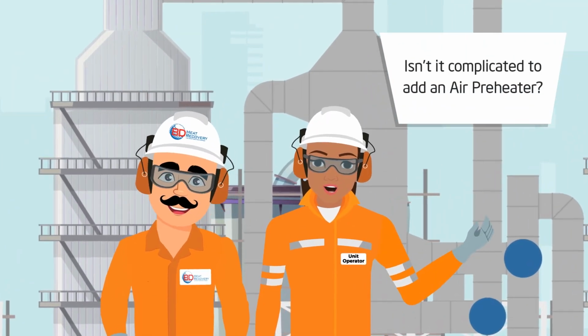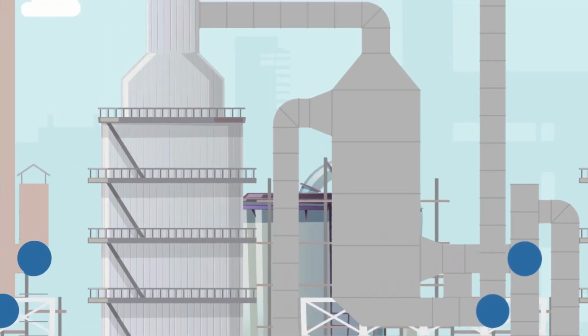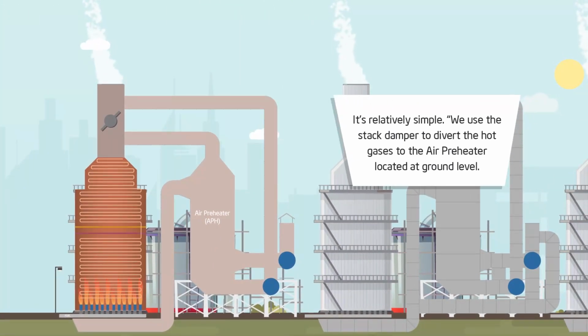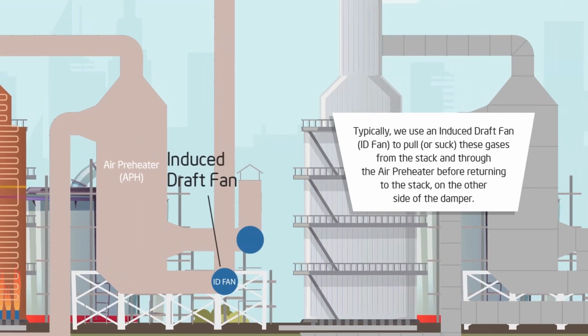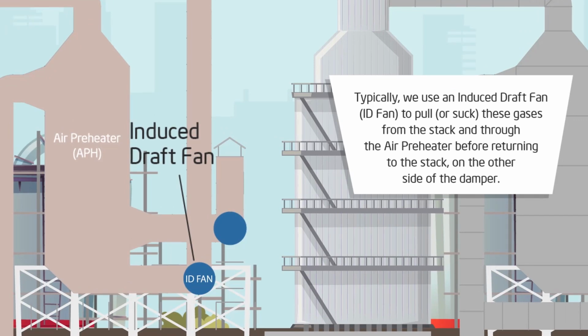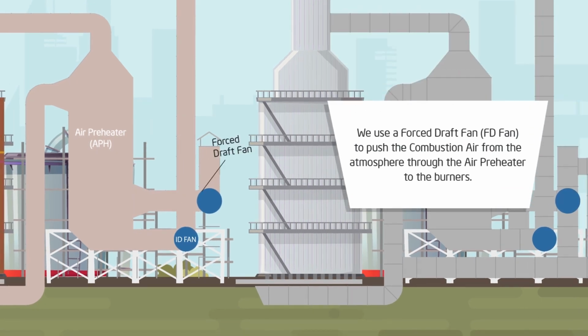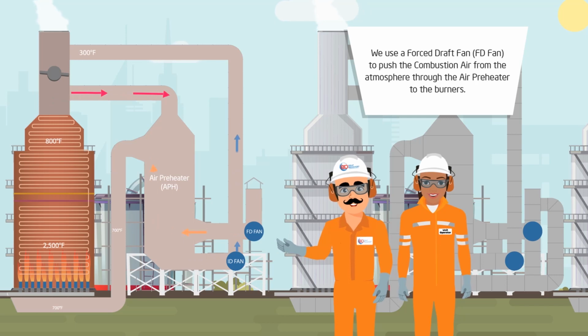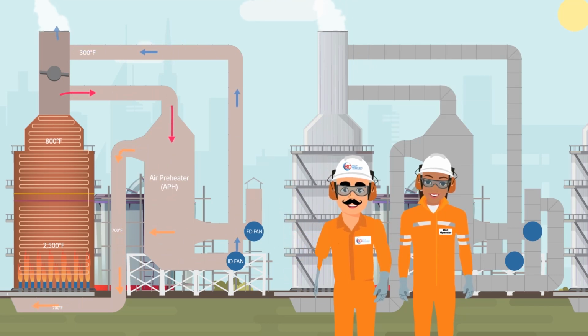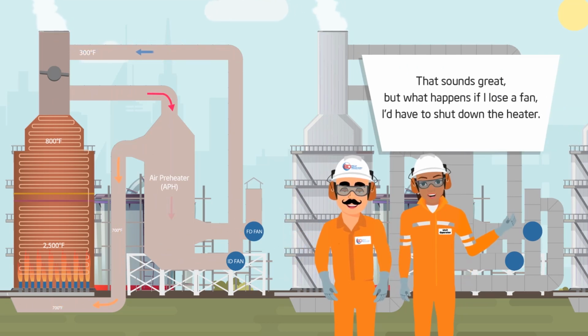Isn't it complicated to add an air preheater? It's relatively simple. We use the stack damper to divert the hot gases to the air preheater located at ground level. Typically, we use an induced draft fan, ID fan, to pull or suck these gases from the stack and through the air preheater before returning to the stack on the other side of the damper. We use a forced draft fan, FD fan, to push the combustion air from the atmosphere through the air preheater to the burners. That sounds great, but what happens if I lose a fan?